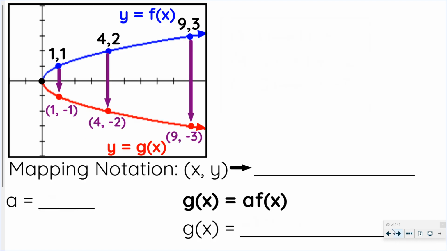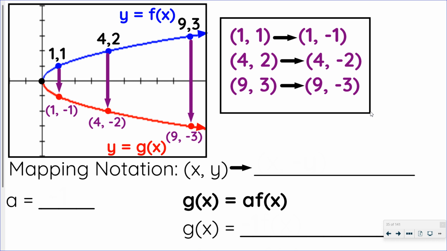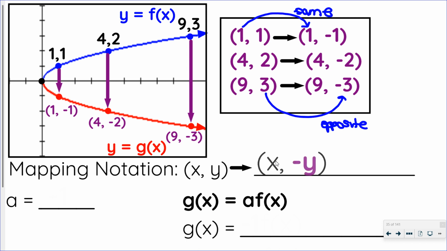Now let's look at this graph here in terms of the mapping notation. So we can see that all the points line up vertically, and I can see that all the x points stay the same. So all of your x values stay the same. All of your y values, however, become the opposite value. And the way that we show opposite is multiplying it by -1. So this point x, y in general becomes the point x, negative y.